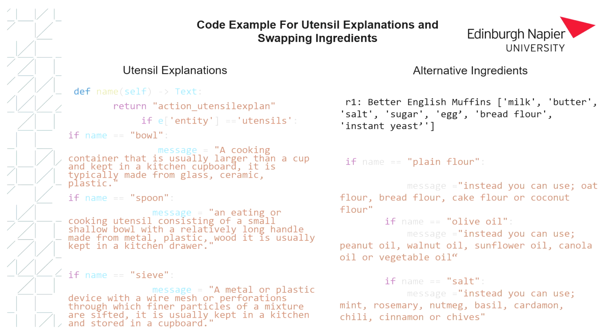Similarly, for our alternative ingredients, the user might say, I do not have any plain flour. And the response from the AI would be, instead you can use oat flour, bread flour, cake flour, or coconut flour. Now, there's a slightly different process and element to our alternative ingredients, that any alternative ingredient that is suggested to the user must not change the structure of the recipe. So it's okay to perhaps change plain flour for bread flour or oat flour in this scenario.